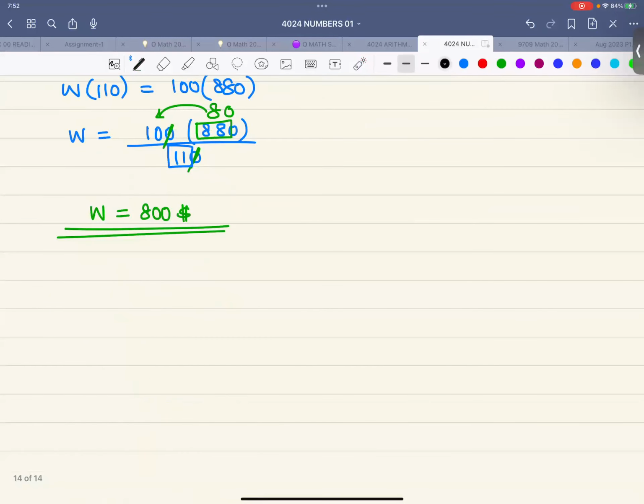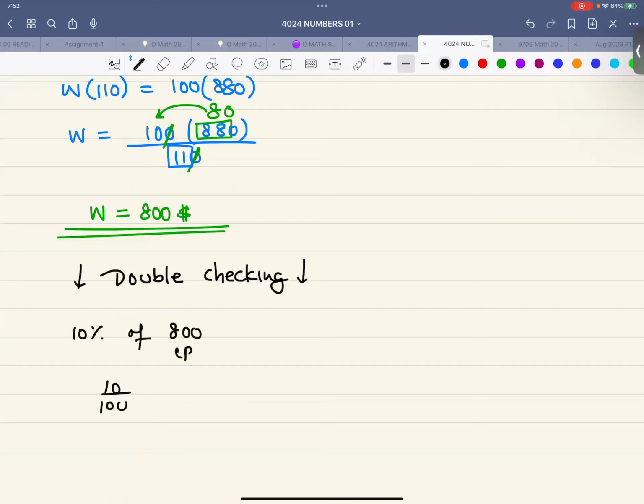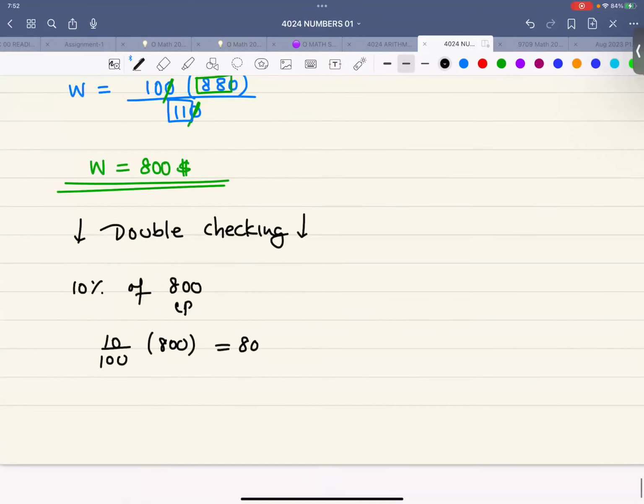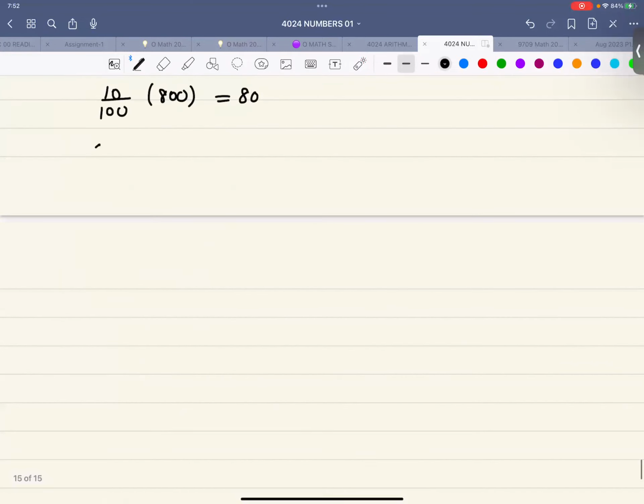So let's double check. The following working is for double checking purposes only. 10% of $800, the cost price, that comes out to be $80. Therefore, we have the selling price as cost price plus profit. Cost price is 800, profit is 80, and that is our exact answer, which is $880.